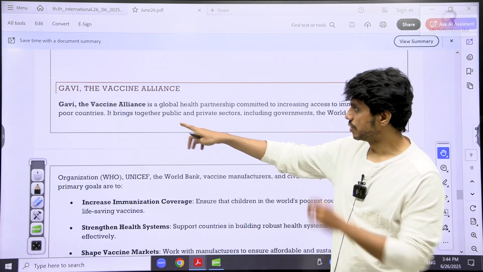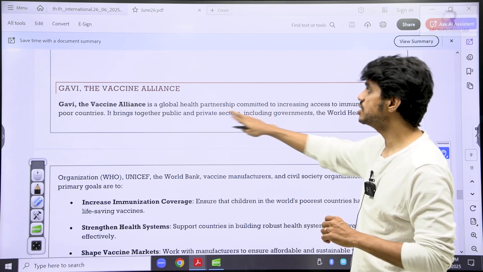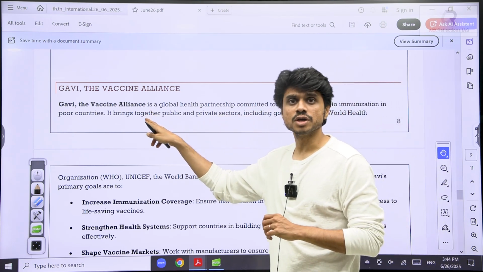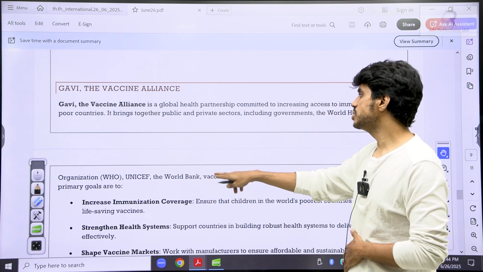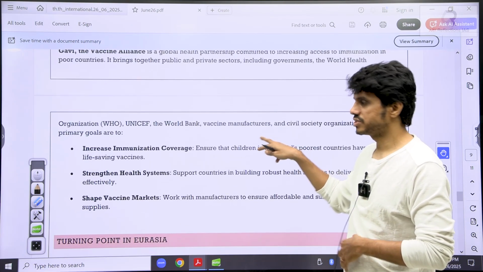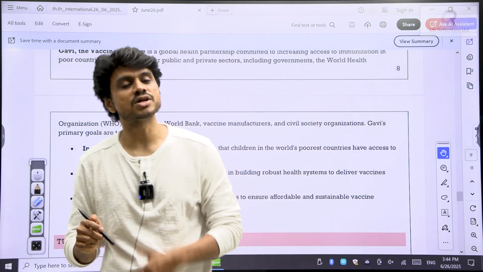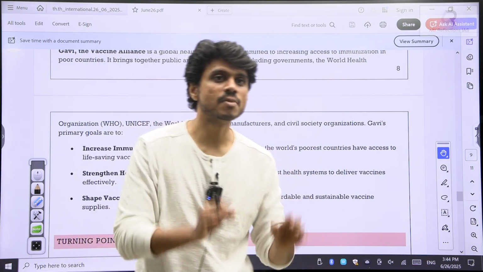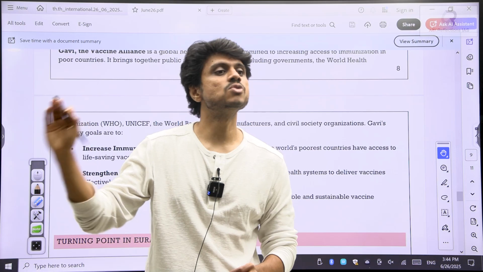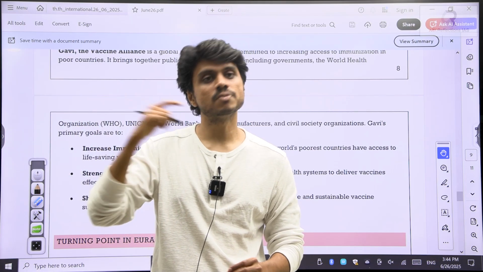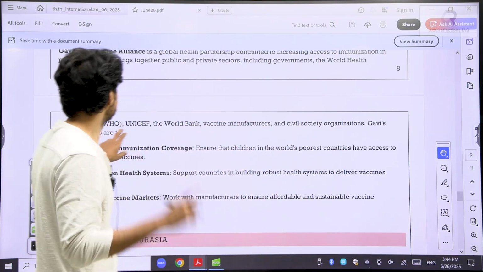Okay, Gavi. The Vaccine Alliance is a global health partnership committed to increasing access to immunization in poor countries. It brings together the public and private sector, including governments, the World Health Organization, UNICEF, the World Bank, and every vaccine manufacturer. Basically, the intention is to make sure vaccines are available to the poorest countries and poor people in an affordable manner, so that vaccines reach the people who are needy. Under this, we have developed such a vaccine, which is being developed by Bharat Biotech. So you need to remember.